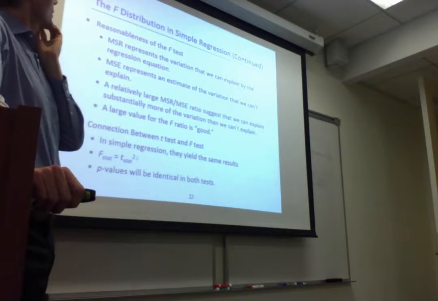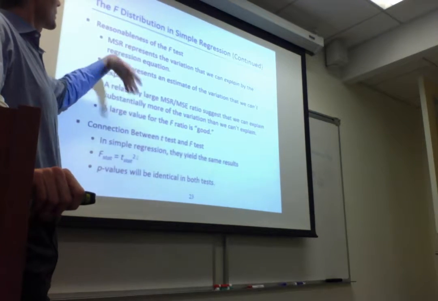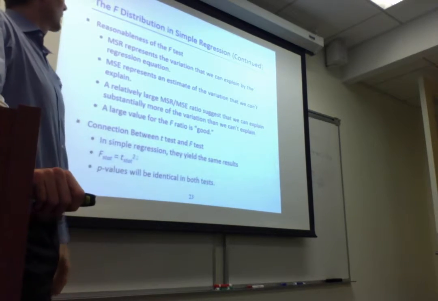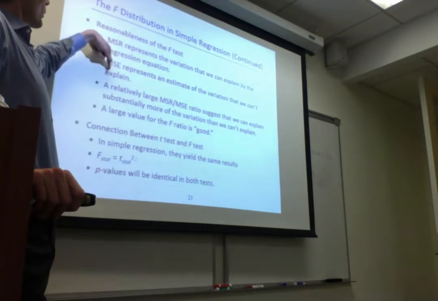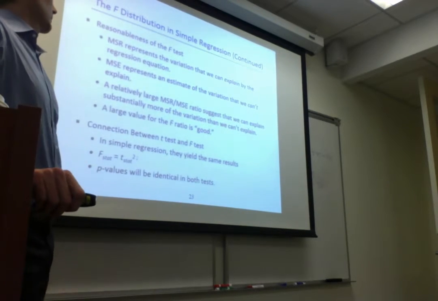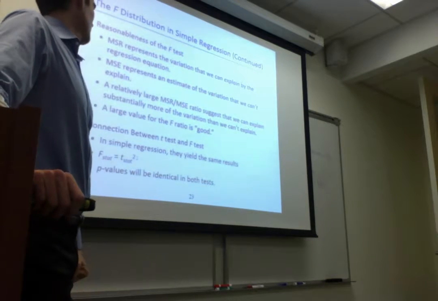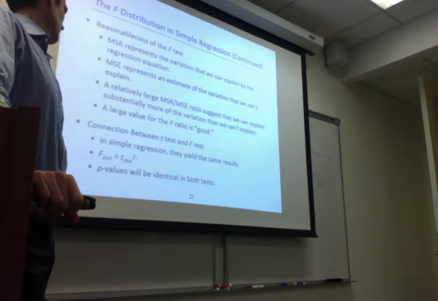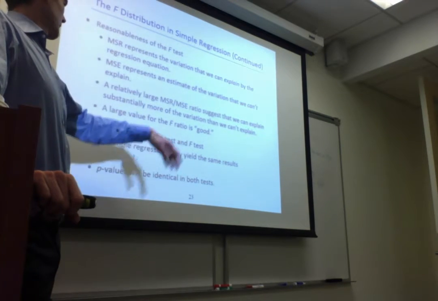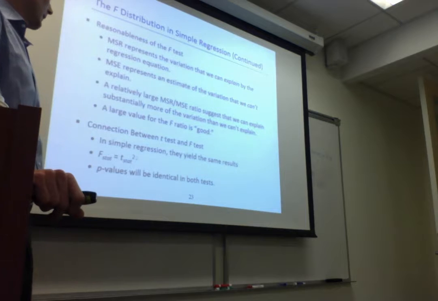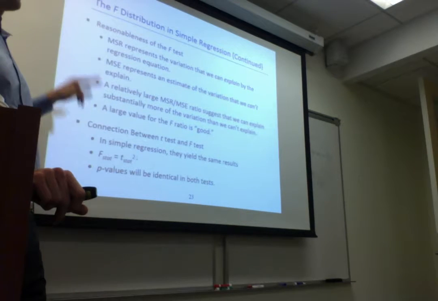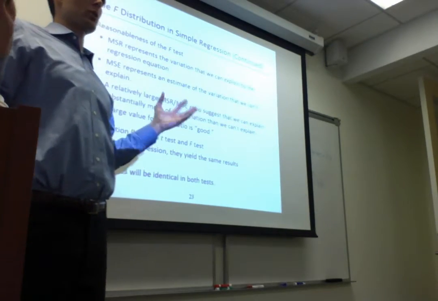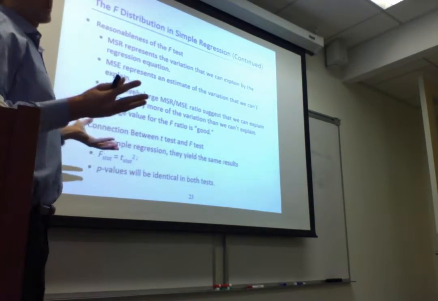All right. So SSR represents the variation that we can explain. SSE represents the estimate of the variation we cannot explain. All right, and we hope that this SSR is overwhelmingly larger than the SSE. That suggests that a large value for the F ratio is good. Connection between the t-test and f-test. In simple regression, they yield the same results, but we're introducing the F now because we need that as a tool to take the variation of all of these variables.